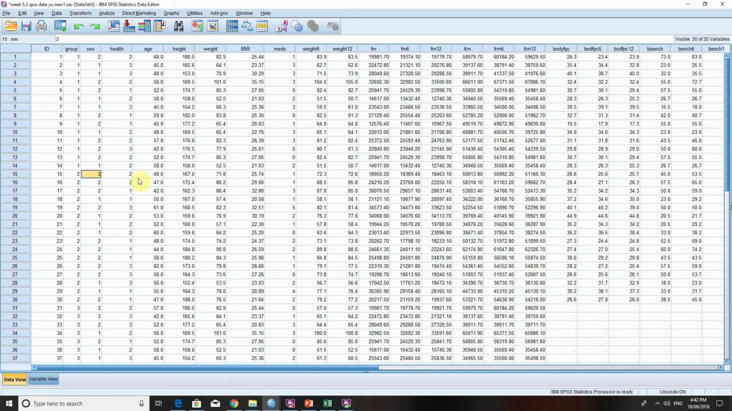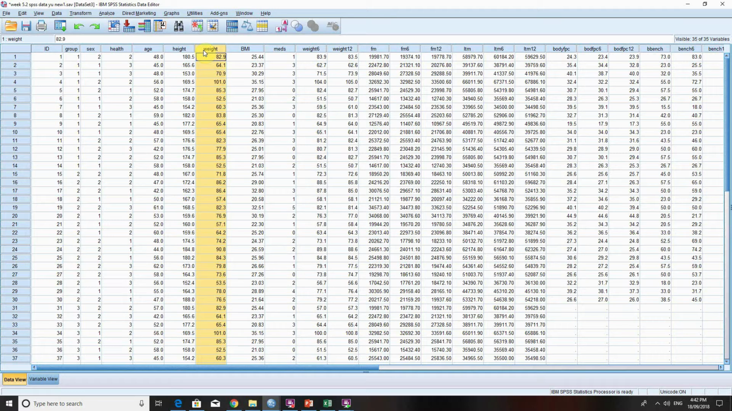So let's ask a different question. Let's ask if there's a difference in weight between 0 and 12 weeks. So let's ignore 6 weeks. Let's just go between 0 and 12 weeks. Is there a difference between week 0 and week 12 in weight?